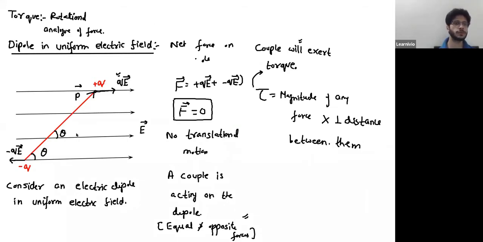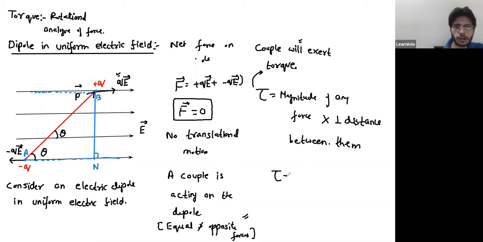So see, in this particular case, this is point A, this is point B, this is the first force QE, this is another force minus QE, this is the line of minus QE. You need the perpendicular distance between them. This is the perpendicular distance between the two forces. Let's call it N.